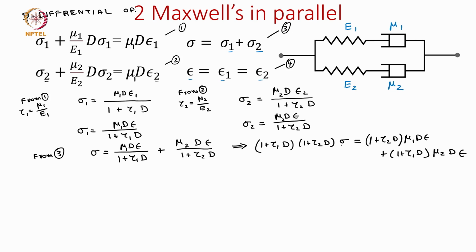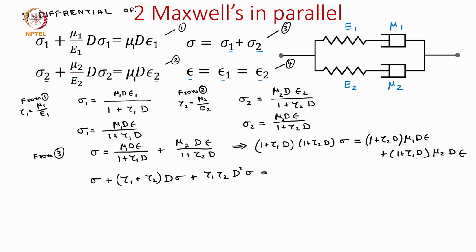So, if you are looking for only sigma terms, you will have only sigma plus, now if we are only looking at the d terms, it will be nu 1 plus nu 2 times d sigma, which is nothing but the stress rate or sigma dot, plus tau 1 tau 2 times d square sigma equals. Now let us look at the first.